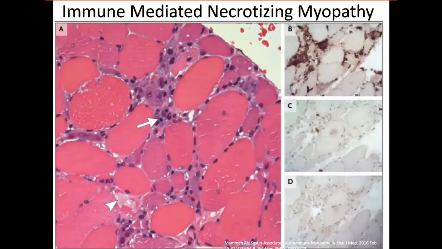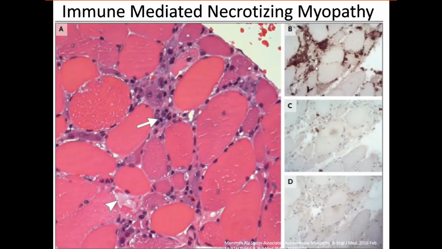So there's a pattern of muscle involvement that we call immune-mediated necrotizing myopathy. Essentially what that means is that on the muscle biopsy, you get a lot of degenerating and regenerating muscle cells. You get a lot of macrophage infiltration, but you don't get a lot of primary inflammation from lymphocytes. So C and D over here are staining for B and T lymphocytes, which you don't see, whereas in contrast, you see a lot of macrophages.